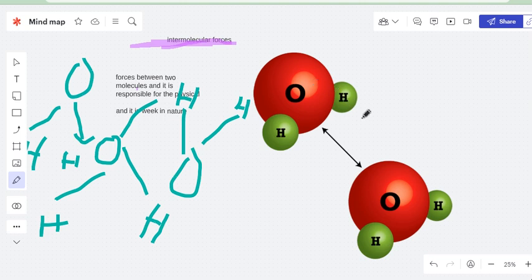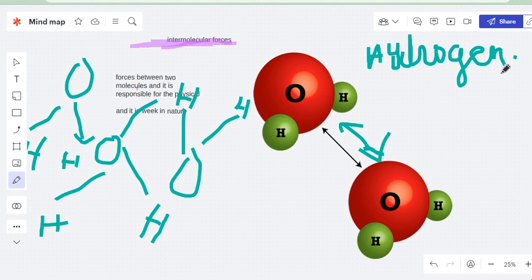For example, this is one molecule of water and this is one molecule of water. The force of attraction between these two molecules is known as intermolecular forces. Examples of intermolecular forces are hydrogen bonding and van der Waals forces. Van der Waals forces include all the overall forces, but only molecular forces.